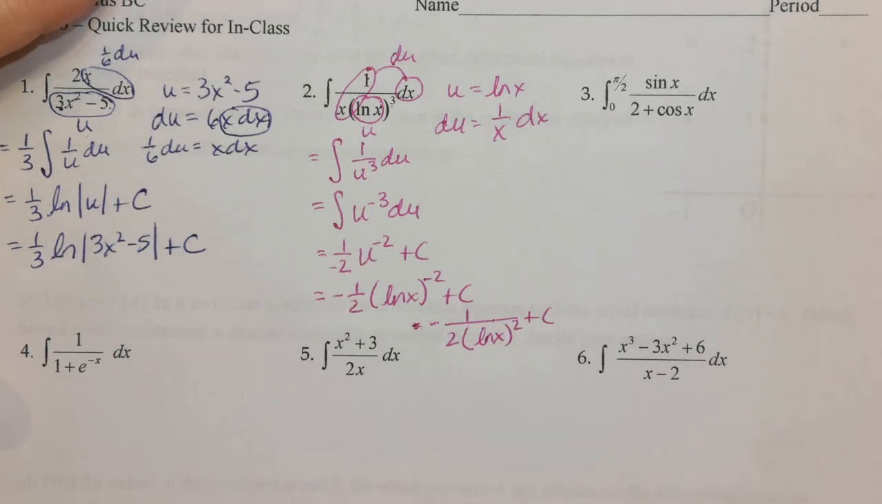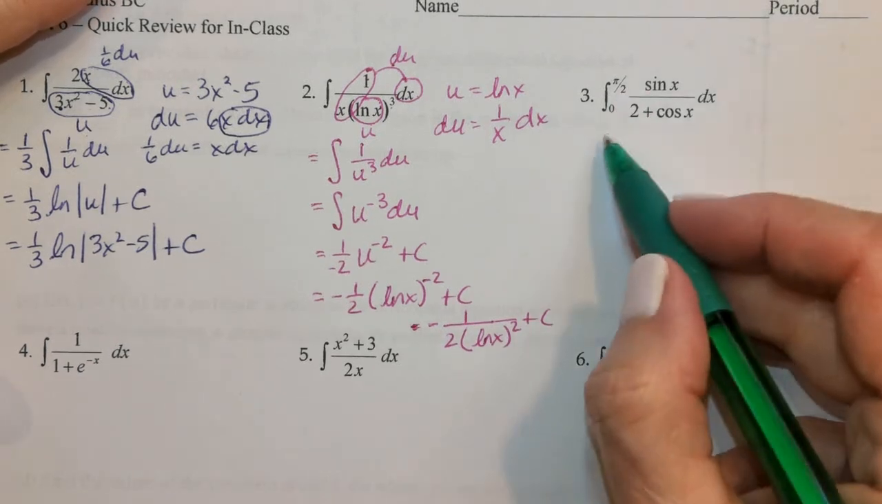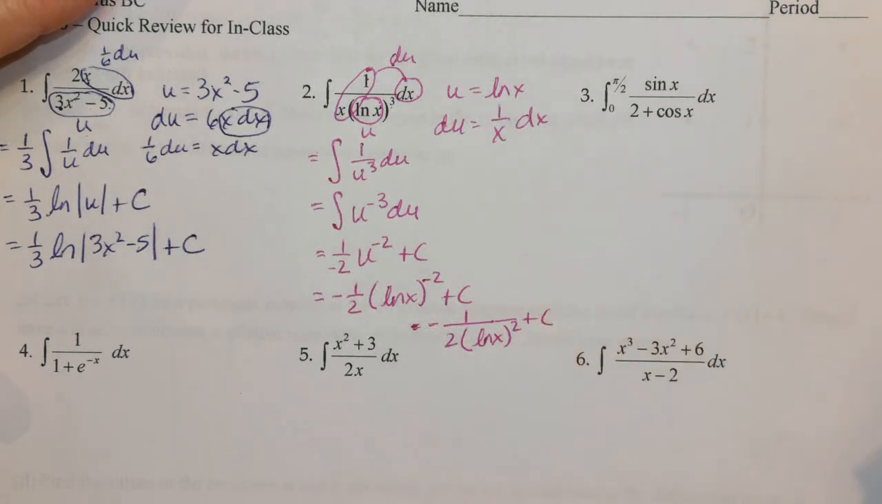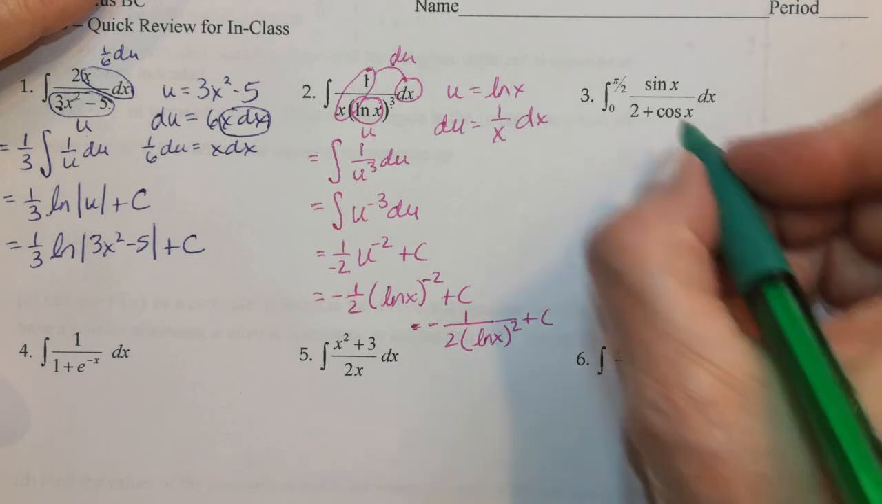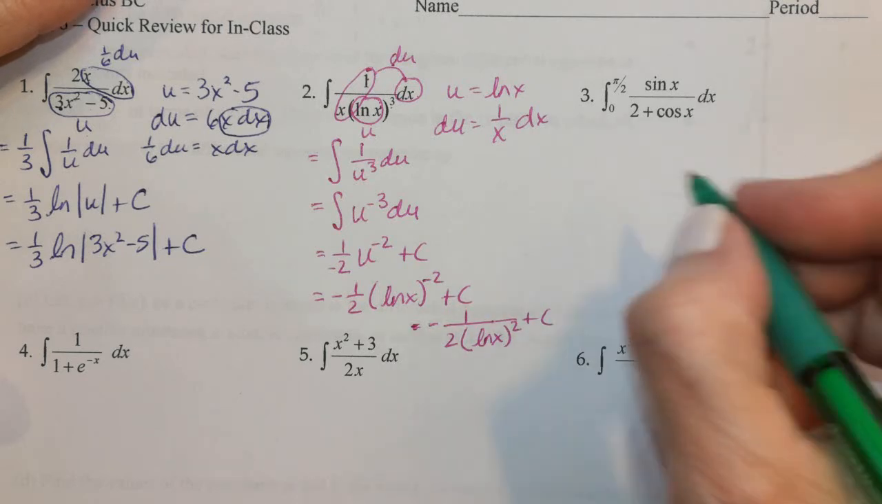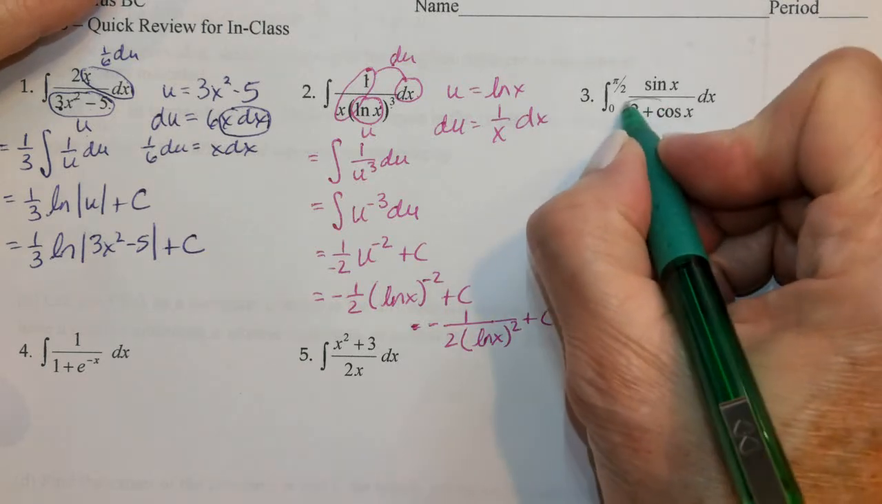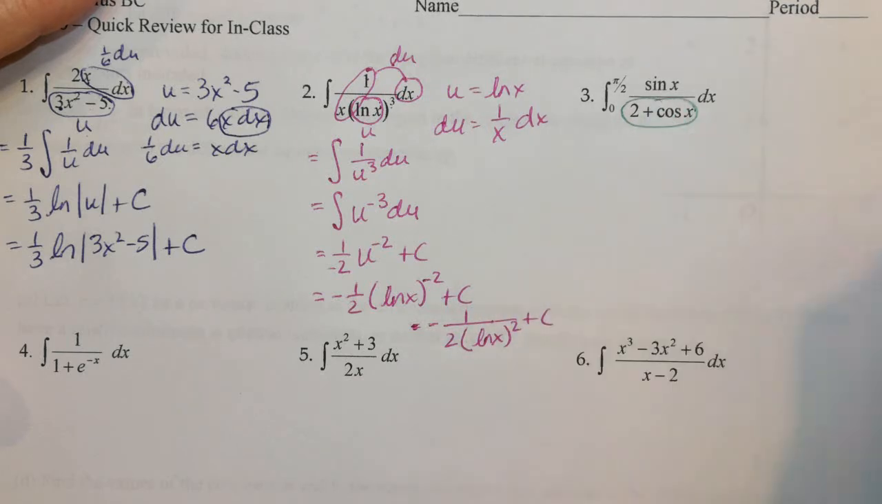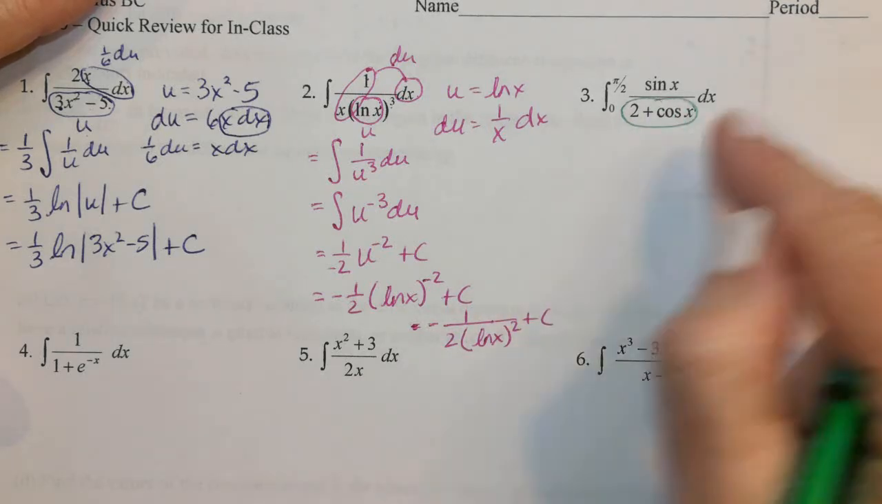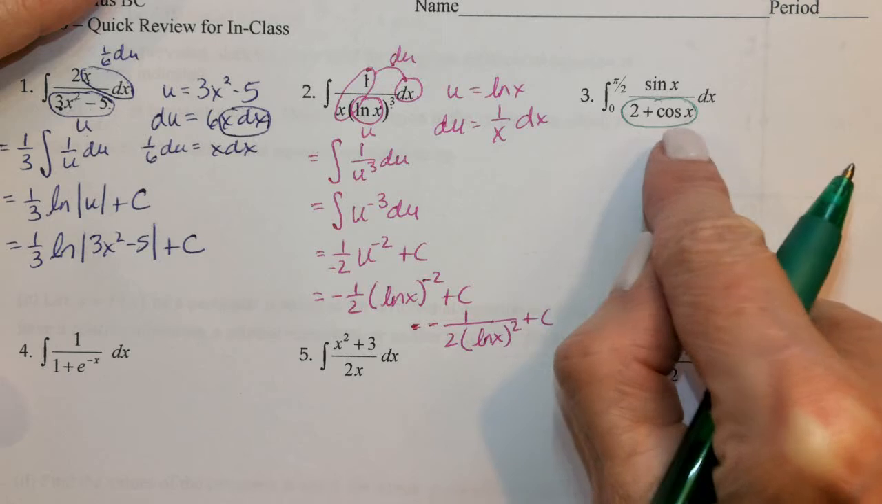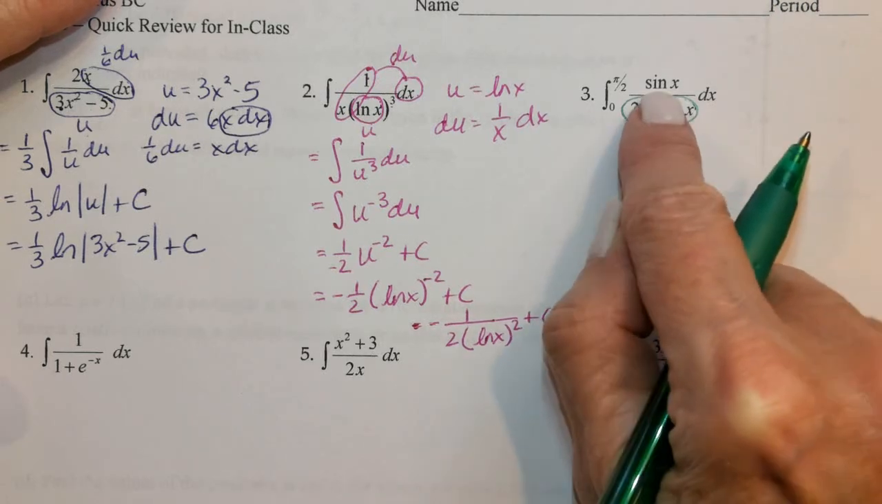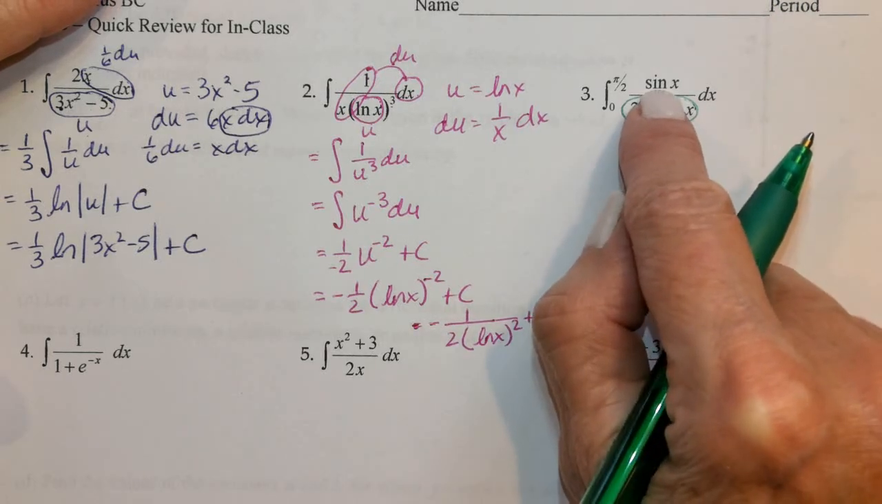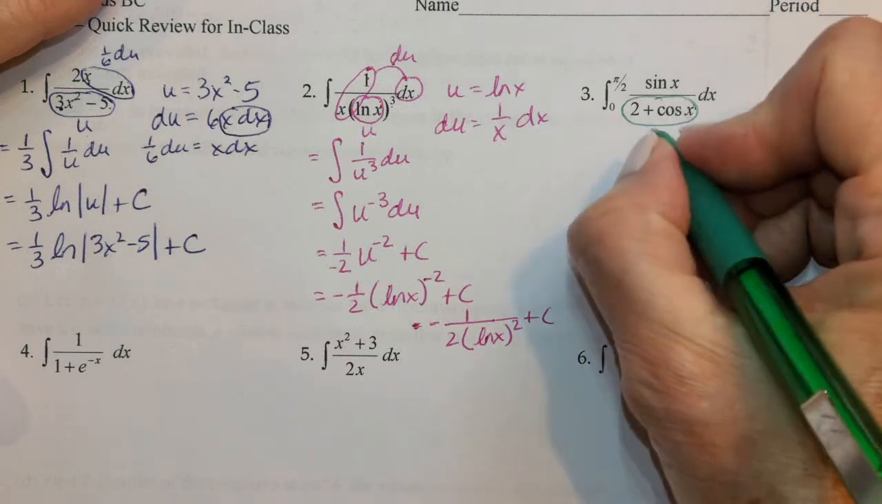Okay, next up, a definite integral, but we still begin by finding the antiderivative as per the fundamental theorem of calculus, right? So again, I'm looking in the denominator, and there's my u. And I know when I take the derivative of this, I'm going to get a sign. And a sign is sitting right up there. Okay? So there's my u.